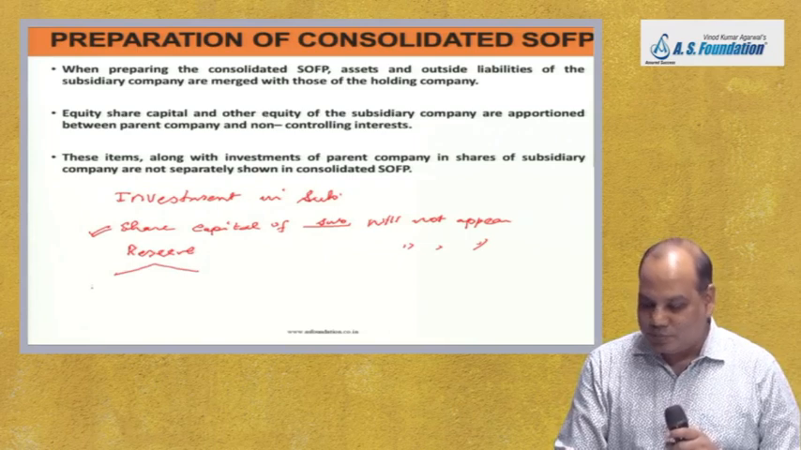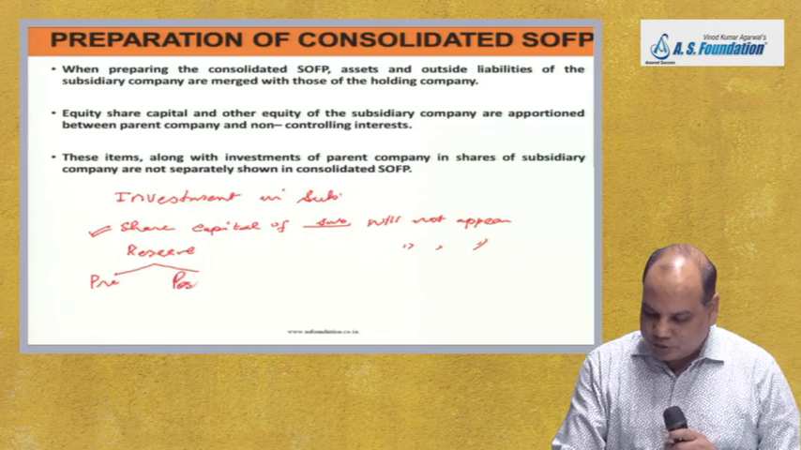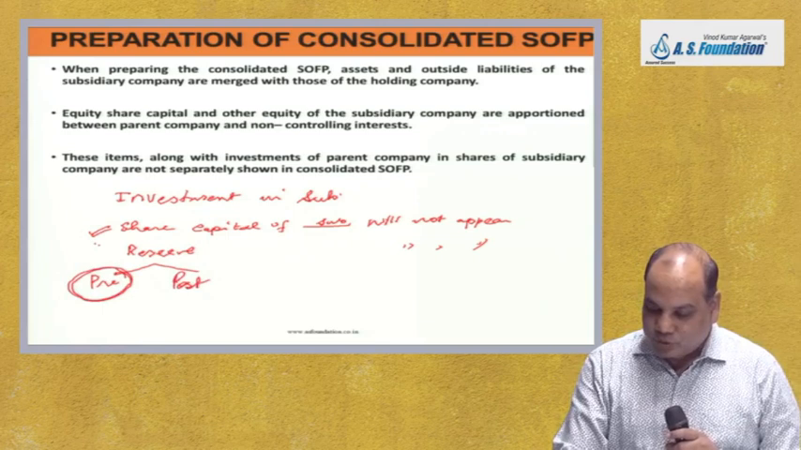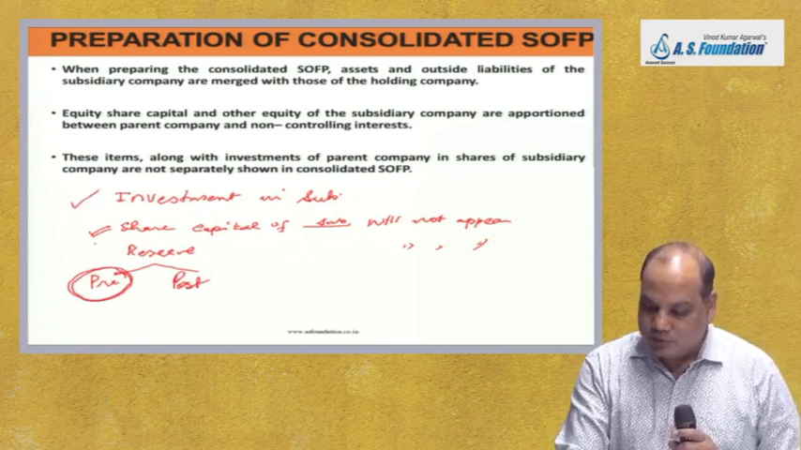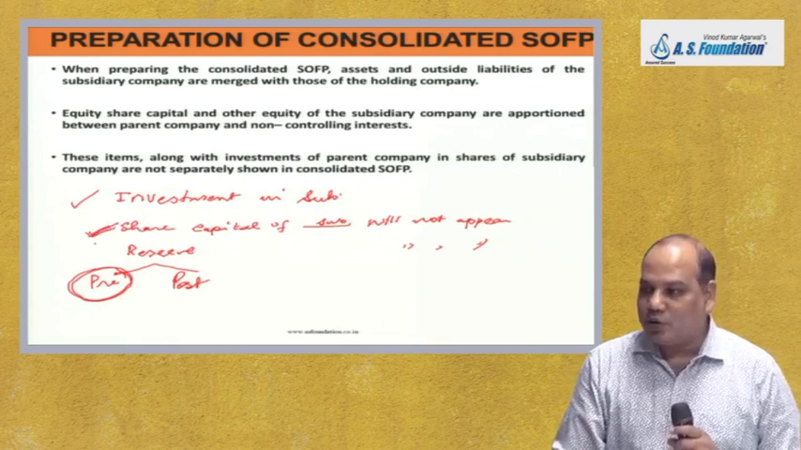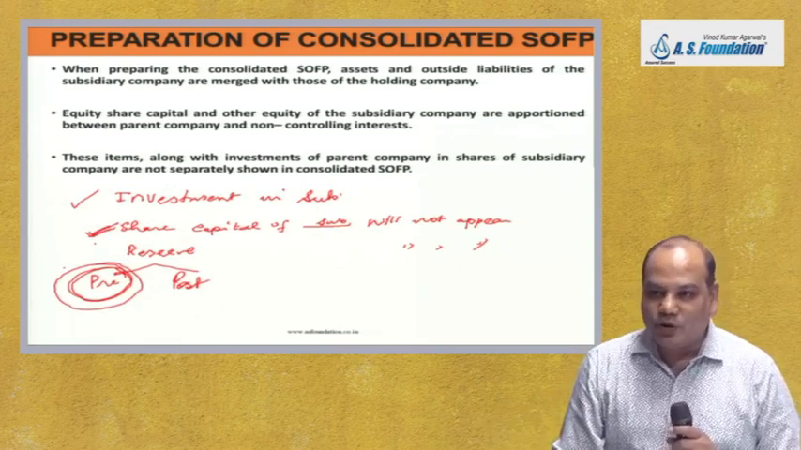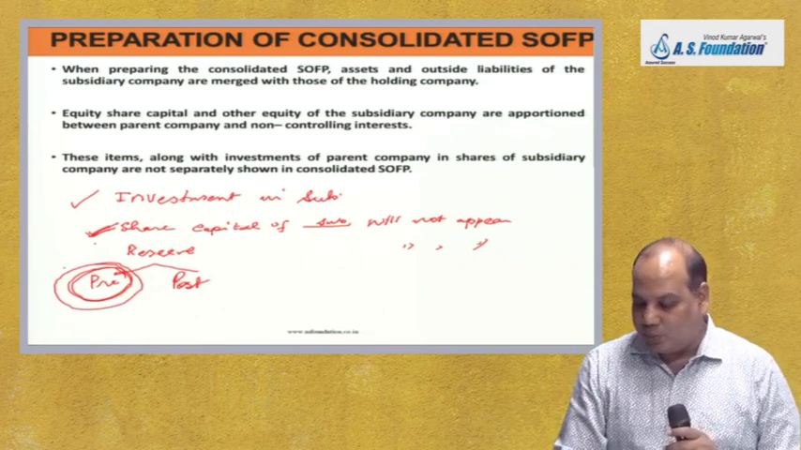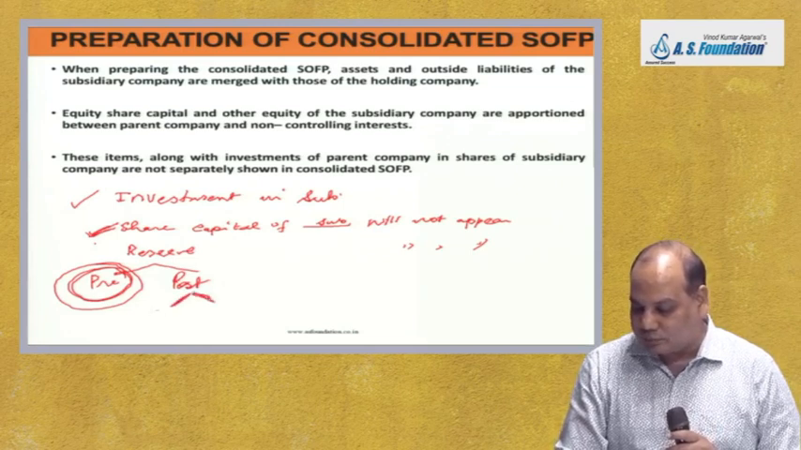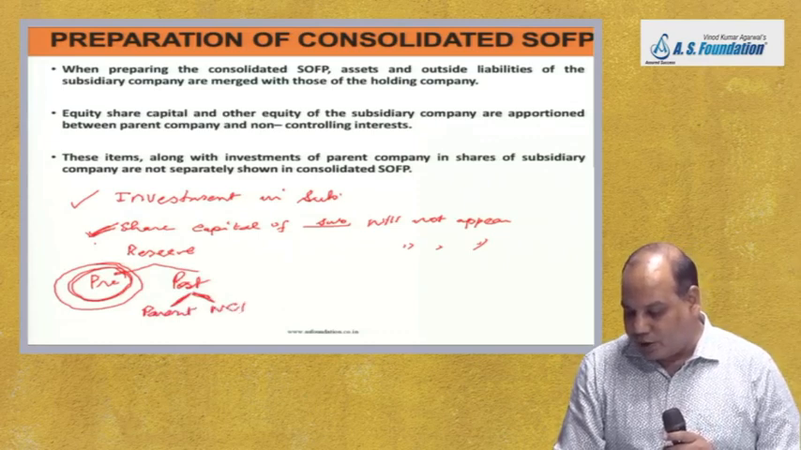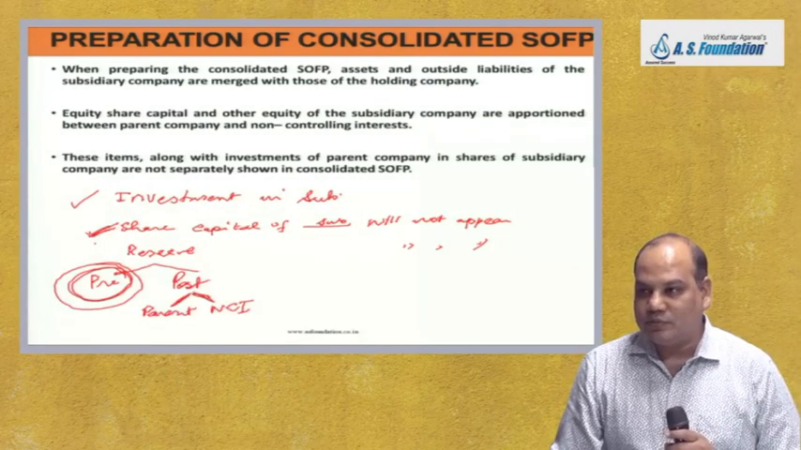Reserve is of two types, pre-acquisition and post-acquisition. Again, this pre-acquisition reserve goes in goodwill calculation. So investment goes in goodwill calculation. Share capital of subsidiary will go in goodwill calculation. Pre-acquisition reserve of subsidiary will go in goodwill calculation. And post-acquisition reserve is distributed between parent and NCI.